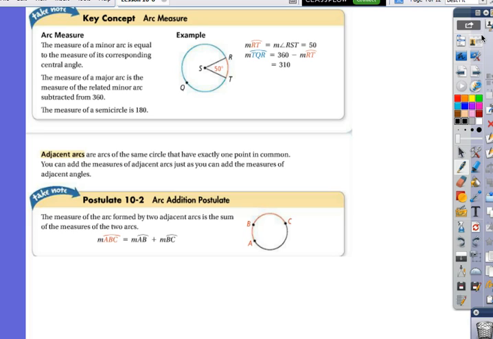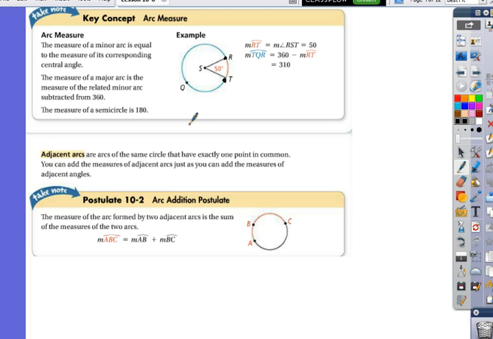Intercept means that's where the sides of the angle cut off the circle. So if I trace the SR side of angle RST, it cuts off the circle at point R. If I trace the other side, it cuts off the point at T. So arc RT is intercepted by angle RST. Since RST has a measure of 50 degrees in angle form, then arc RT also is considered to have a measure of 50 degrees.